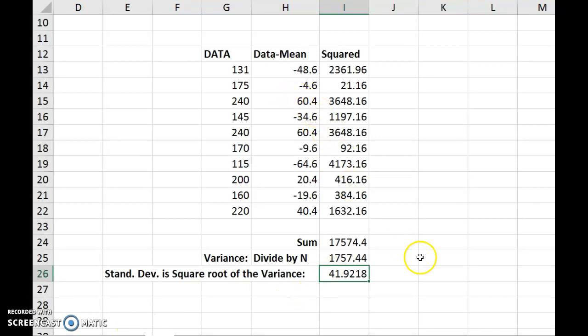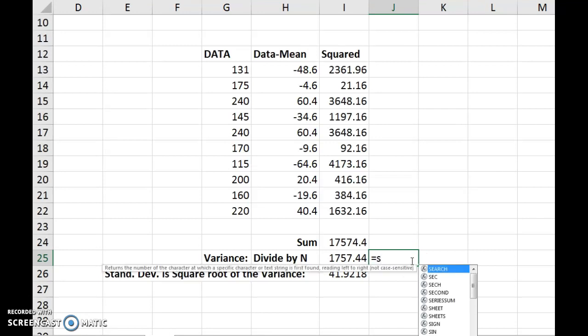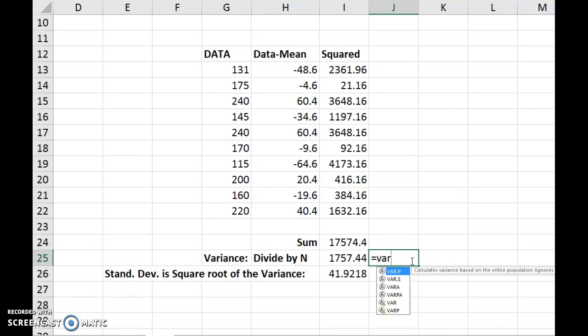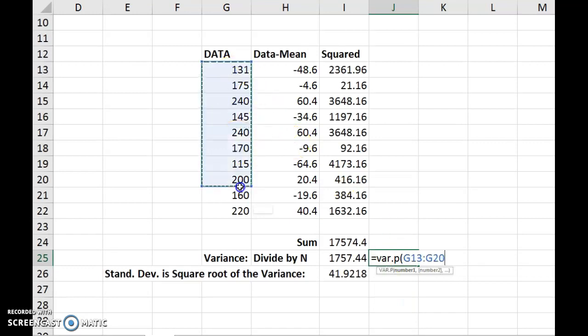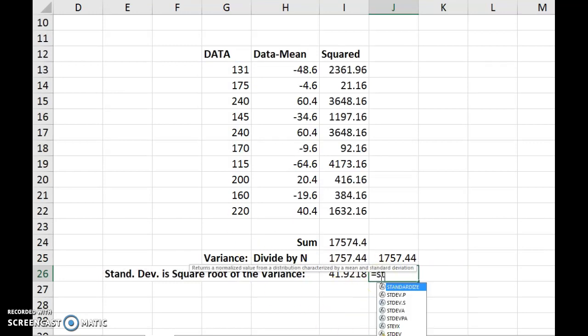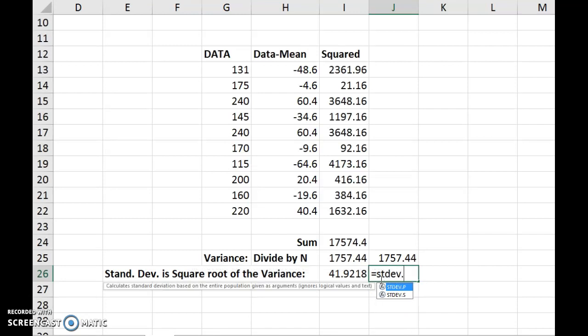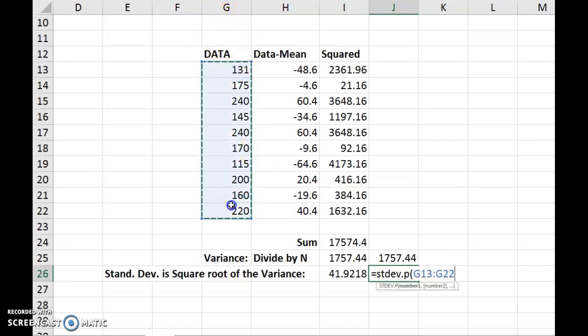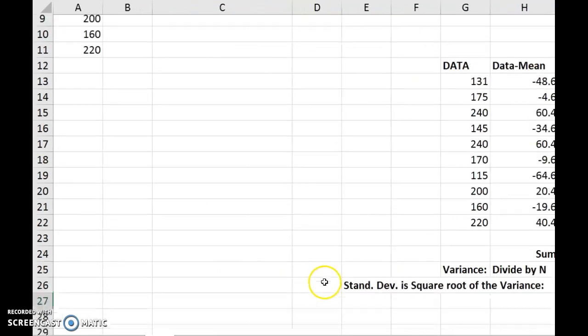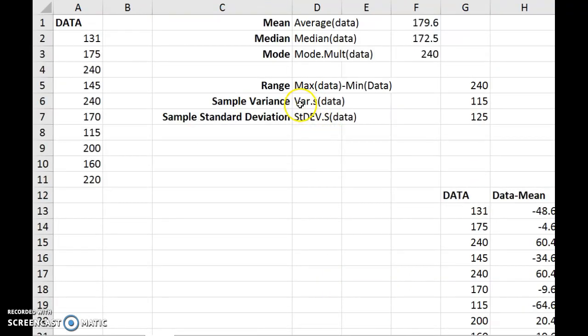Now, I encourage you to use Excel here. If you just come here and type var.p for variance, because we're doing population variance, select all your data, it gives you the variance back. And for standard deviation, you do stdev.p, again for population, select your data, and it gives you your standard deviation.